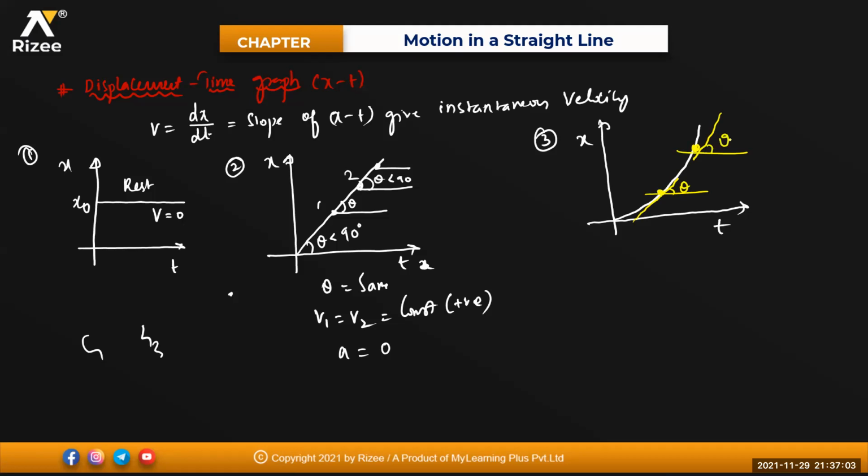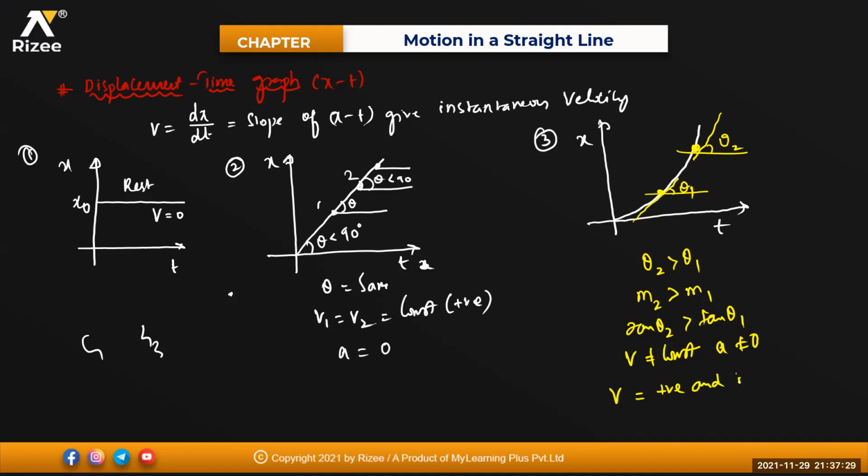This is also your theta. So this is theta 2 and this is theta 1. So obviously, which is greater, beta? Theta 2 is greater than theta 1. So obviously m2 is greater than m1. That means tan theta 2 will be greater than tan theta 1. So velocity here is not constant, so acceleration is also not constant. That means velocity is positive and increasing. Clear? Is it clear, beta? Is it clear?